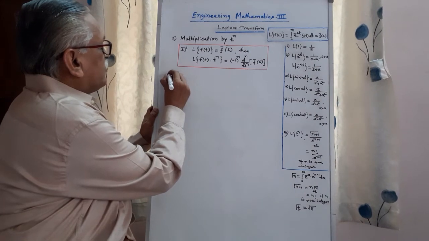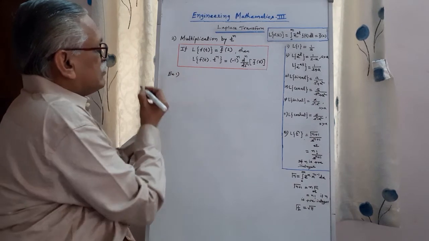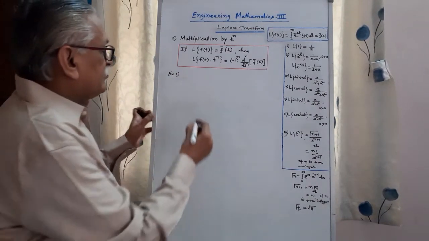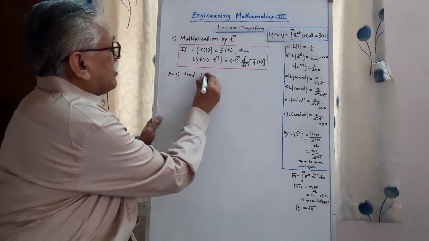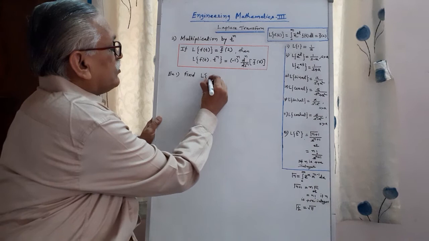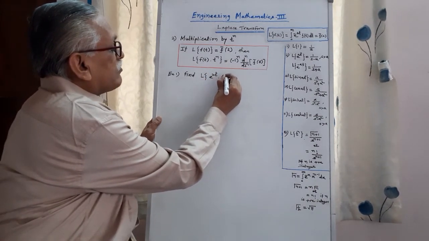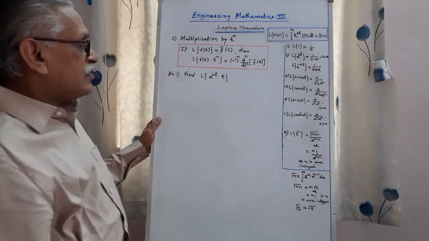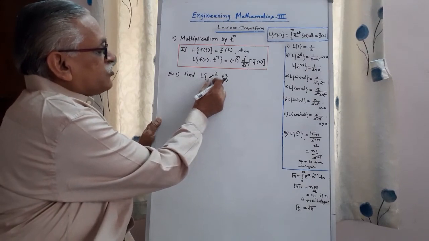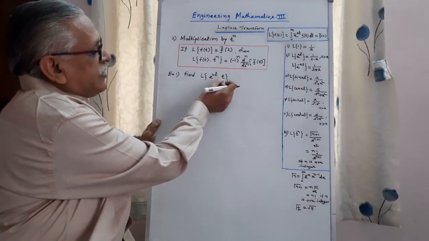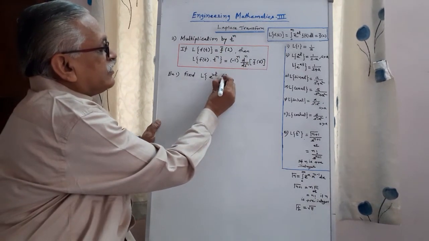I am starting with a very simple example. Find Laplace transform of e raised to 2t into t. Here we consider that function f of t as e raised to 2t, and then it is multiplied by a term in the form of t raised to n. Here the power n is 1.